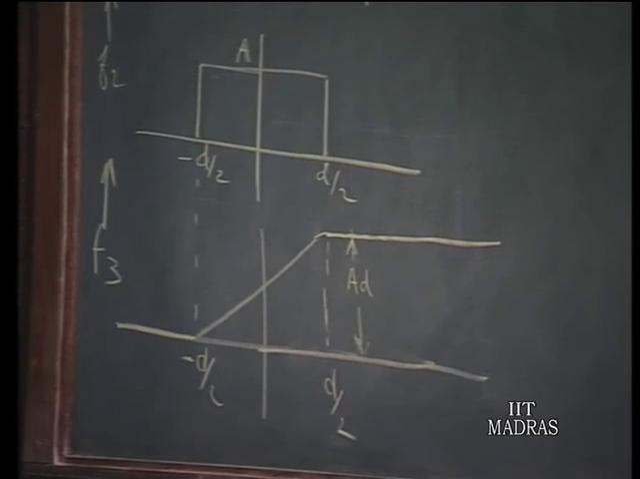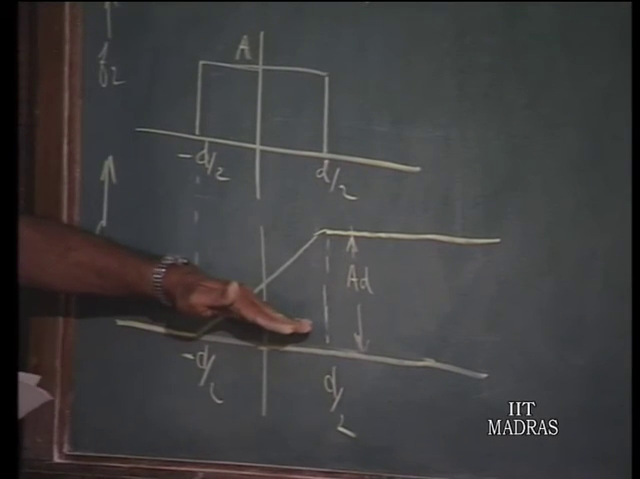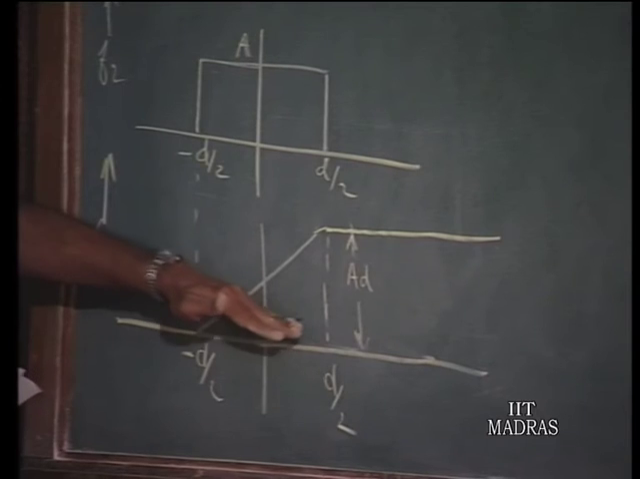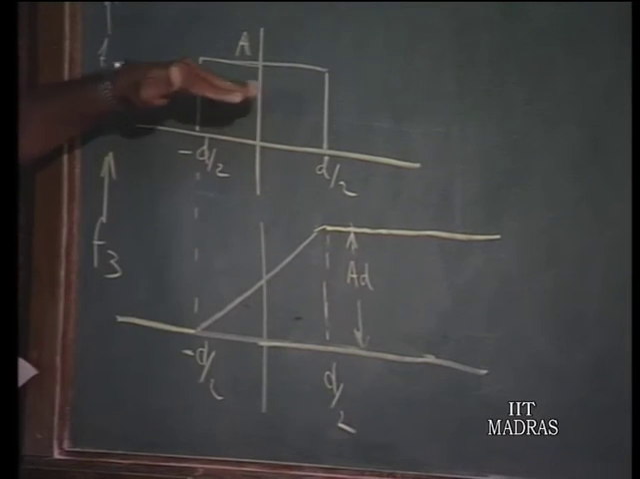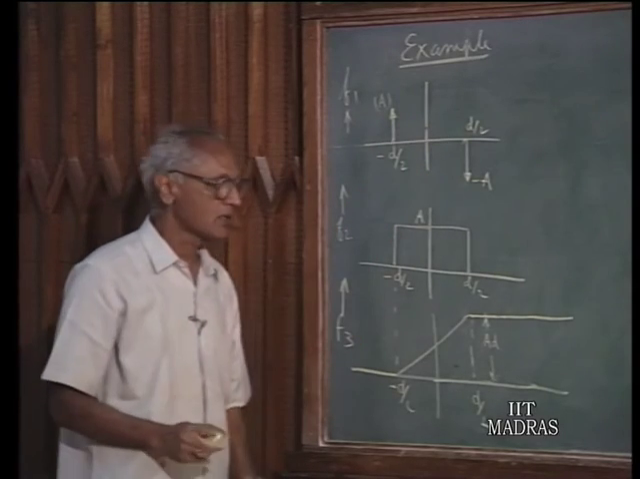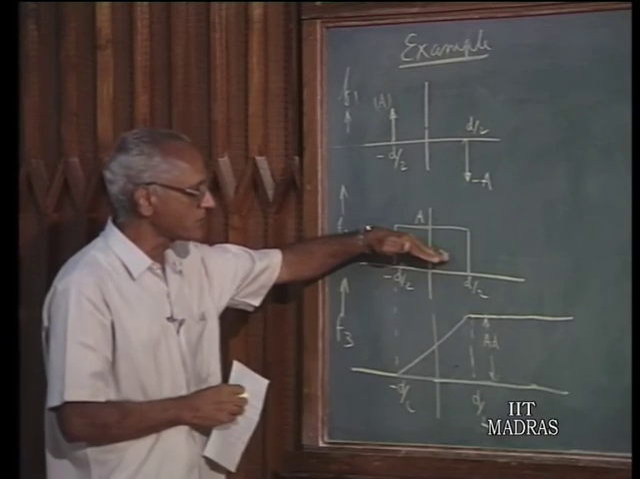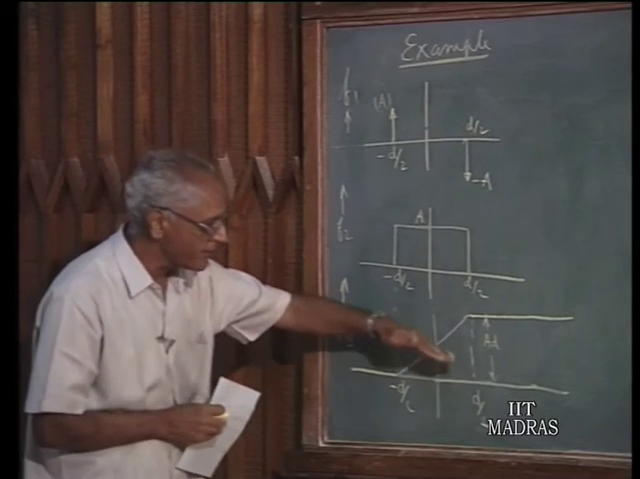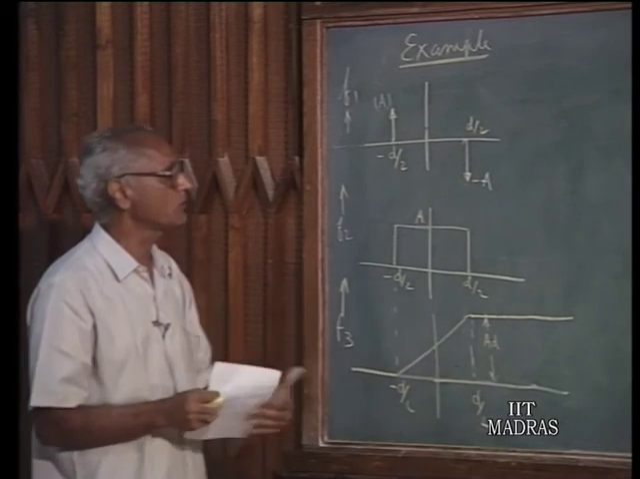Now, we can put the problem this way. Suppose we want to find the Fourier transform of such a curve like this, then you know that this is the integral of this, which in turn is the integral of this. So, if you can find the Fourier transform of that, by the integration rule you can find the Fourier transform of this, and by the integration rule again you can find the Fourier transform of this. This is what we want to do.